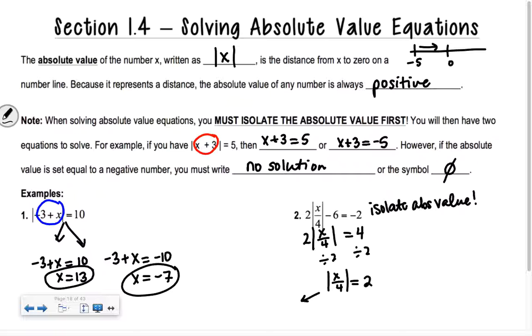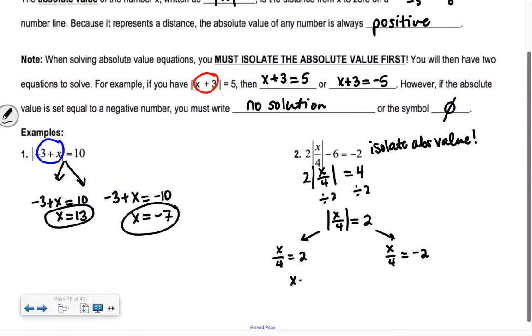So the first equation is going to be x/4 is equal to +2. And the second equation is x/4 equals -2. So when we're breaking into the two equations, we don't have absolute values anymore. Okay, so we end up getting x is equal to 8 and x is equal to -8.